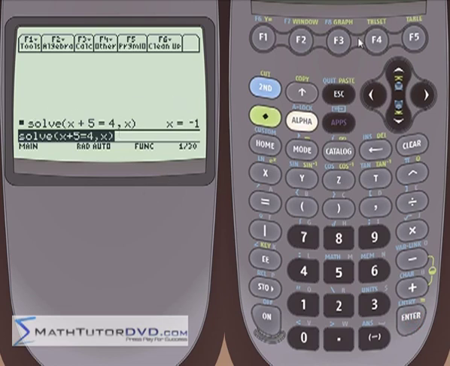Now in a system of equations, you should know from your algebra, you will at least have two equations and two unknowns. What you're really doing is the calculator is finding out what point or points in the xy plane are common to both of those equations. In other words, where do they intersect? That's going to be the point that we call the solution.